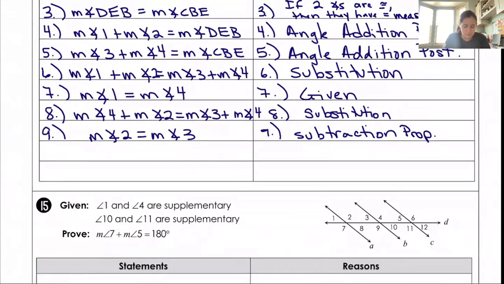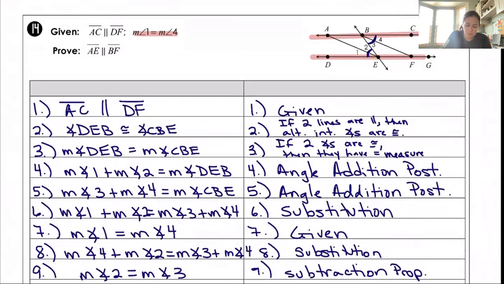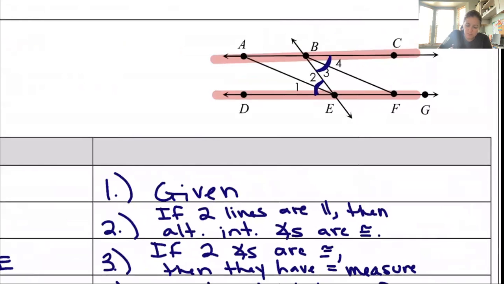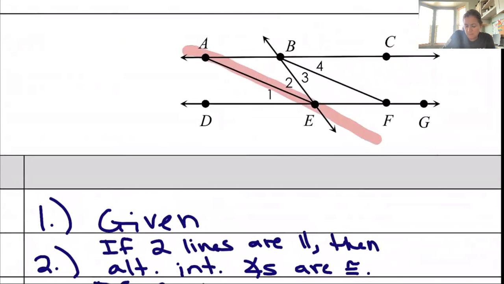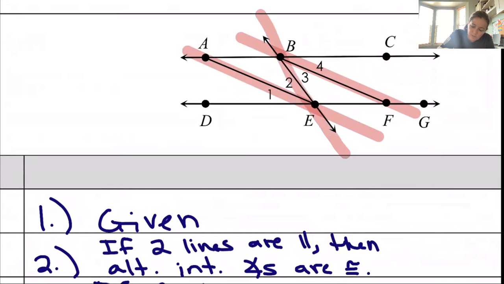All right, so let's see where I'm at here. Let me go back up. We're trying to, and in the end, show that AE is parallel to BF. So these two lines. So let's see, here's our transversal BE.